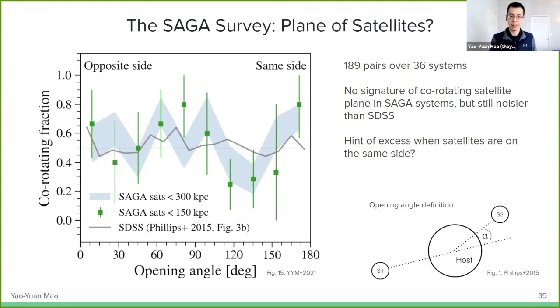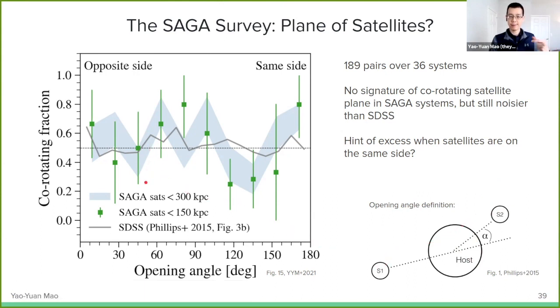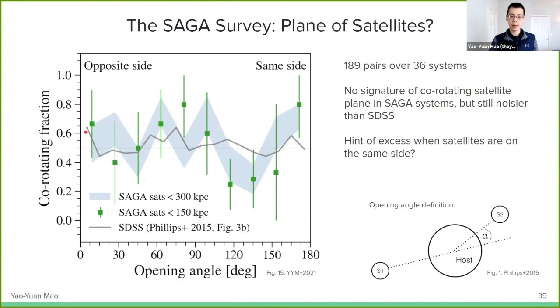In the SAGA survey, we did another study where we look at the satellite pairs, and plot whether they are moving in the same direction or opposite directions as a function of their opening angle. This means the two satellites are on the opposite side of the host and moving in opposite directions, so they are co-rotating, and the other way, the two satellites are on the same side and moving in the same direction.